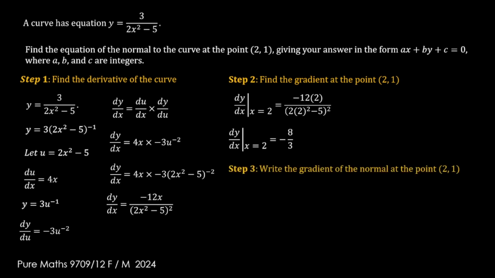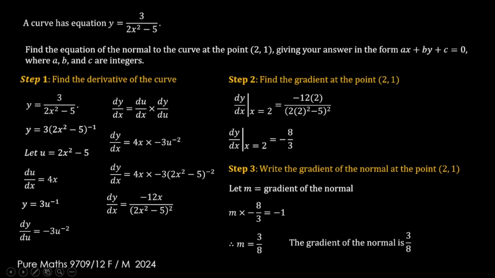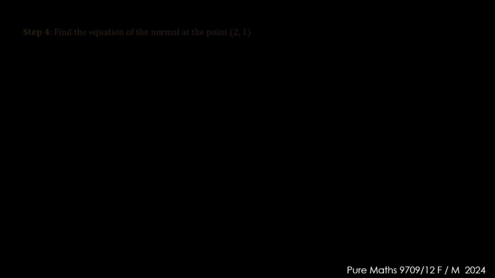Step 3, we write the gradient of the normal at the point (2, 1). We'll let m equal the gradient of the normal, and we use this property: when you multiply the gradient of the normal by the gradient of the tangent line, we get -1, which means that the gradient of the normal is 3/8.